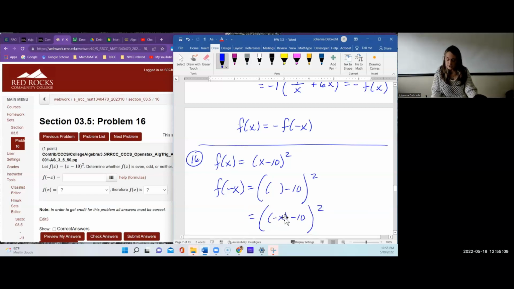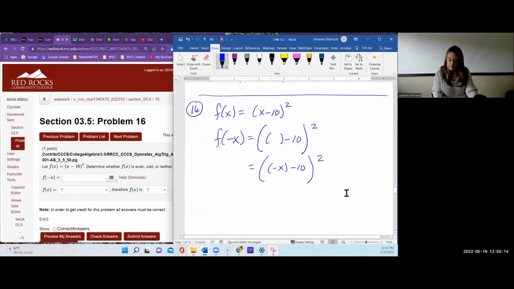I can drop the inner set of parentheses because there's nothing between the two sets of parentheses. No negative, no number. This gives me negative x minus 10 quantity squared. However, that does not look like the original, which was a positive x minus 10. The minus 10 is the same, but the x is different. It's not the original, and it's not the opposite of the original either. That means that this one is neither. I'll leave you to put the answers in, and then you can see what the result will be.